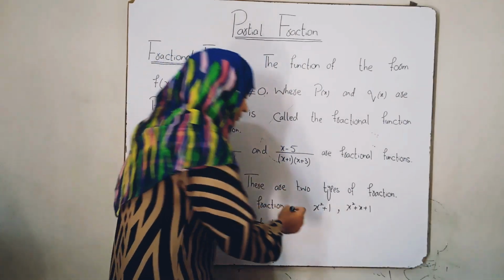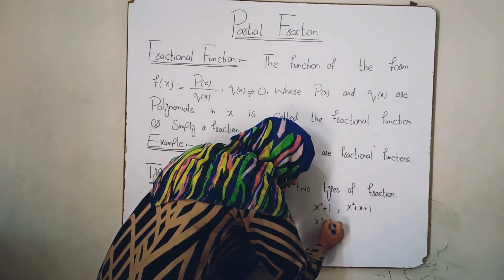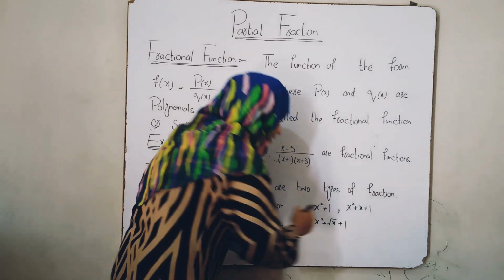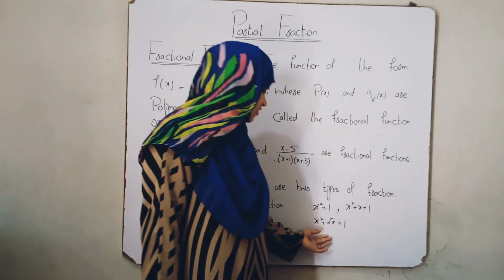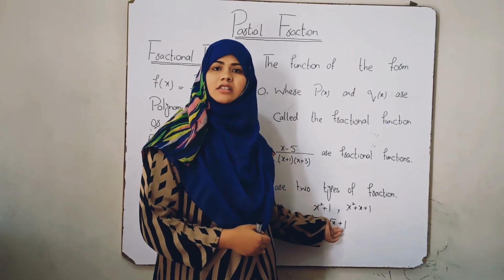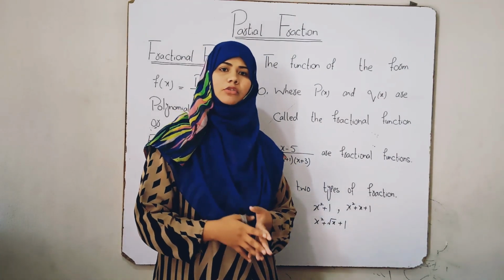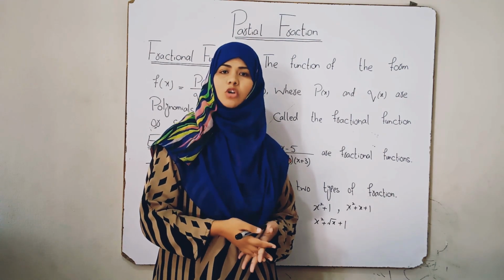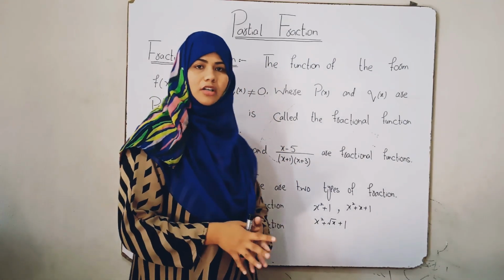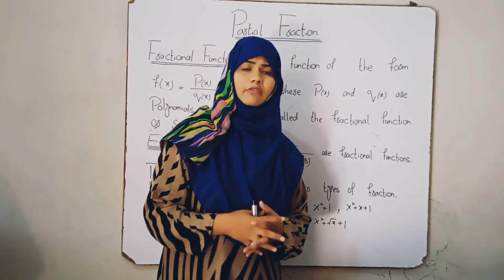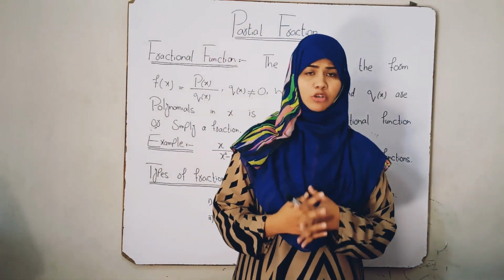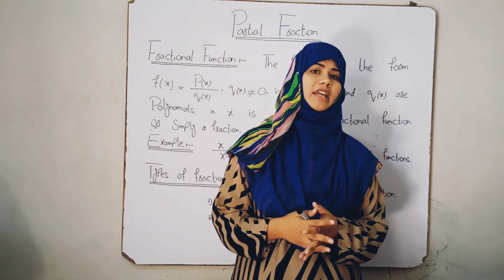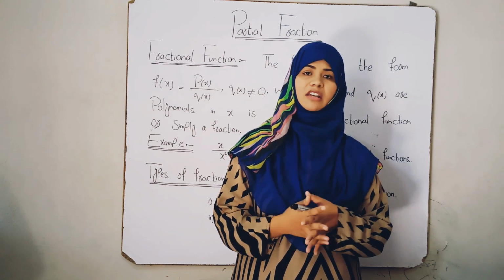Now we take another expression that is x square plus under root x plus 1. In this expression one power of variable is 1 by 2, and you know that 1 by 2 is not a positive integer, means non-negative integer, so this expression is not a polynomial. Okay, we know that in a polynomial the highest power of the variable is known as degree of polynomial.